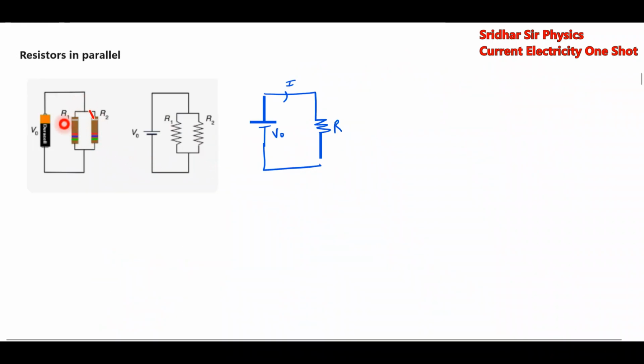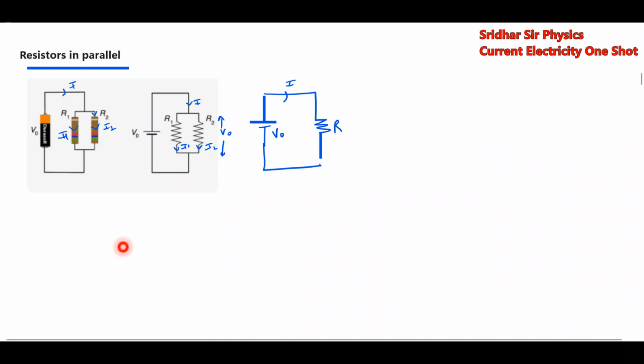We have two resistors. If the current flowing through them branches into I1 and I2, then they are said to be parallel. What do you mean by parallel? The potential difference remains common. If the potential difference remains common, then they are said to be in parallel.